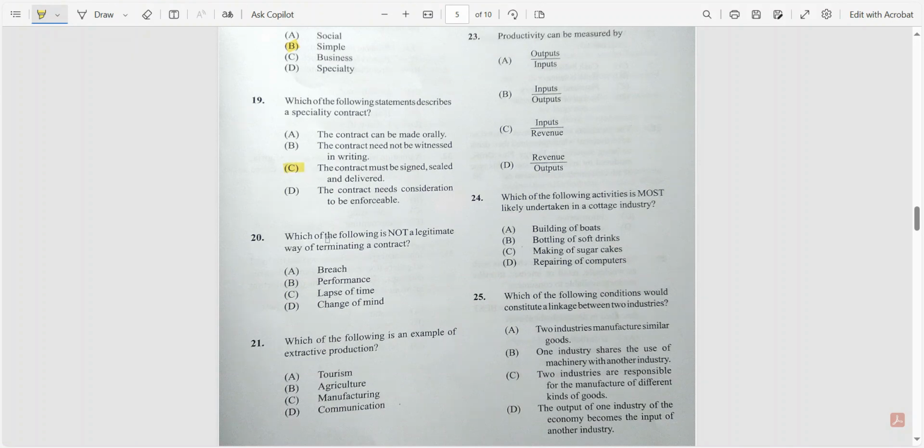The answer is C. Which of the following is not a legitimate way of terminating a contract? Breach, lapse of time, performance, or change of mind. And the answer is D. You can't just get up and change your mind when you're bound to something.